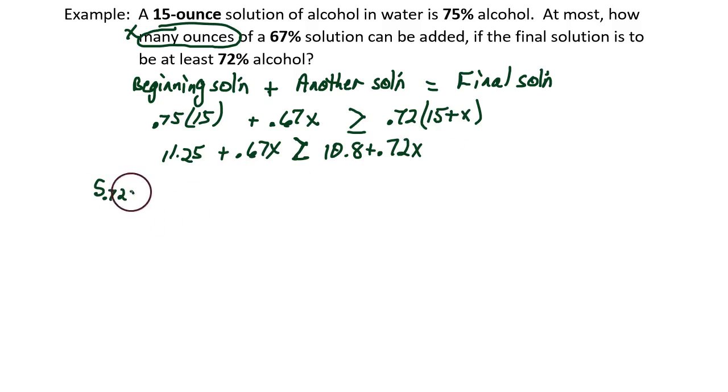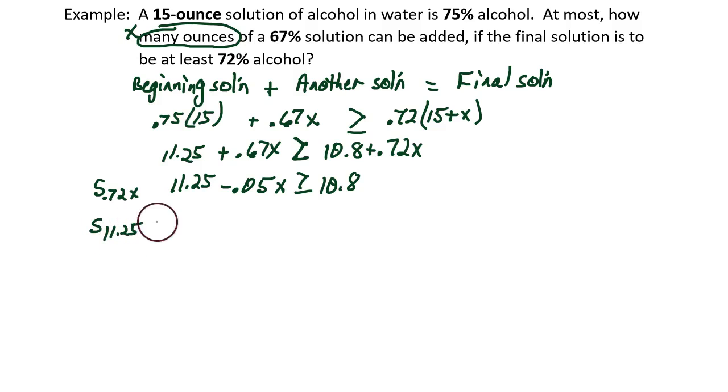Subtract the 0.72x from both sides. 0.67x subtract 0.72x is negative 0.05x. Subtract the 11.25 from both sides. 10.8 subtract 11.25 is negative 0.45. Divide by the negative 0.05. When dividing by a negative, reverse the arrow. Negative 0.45 divided by negative 0.05 is 9.